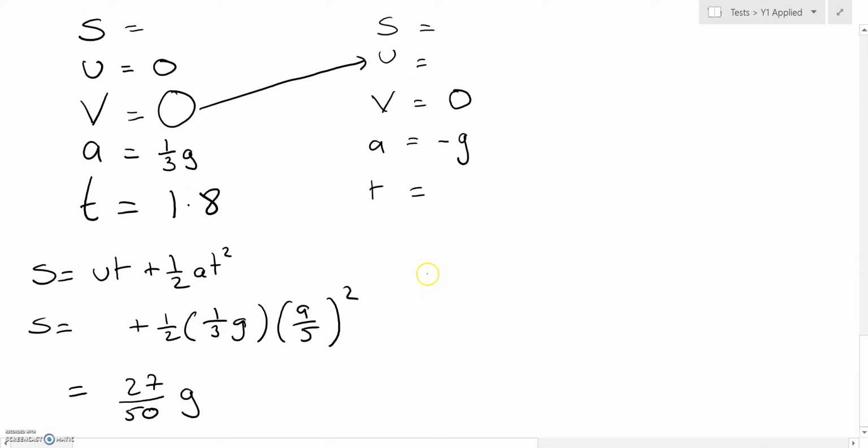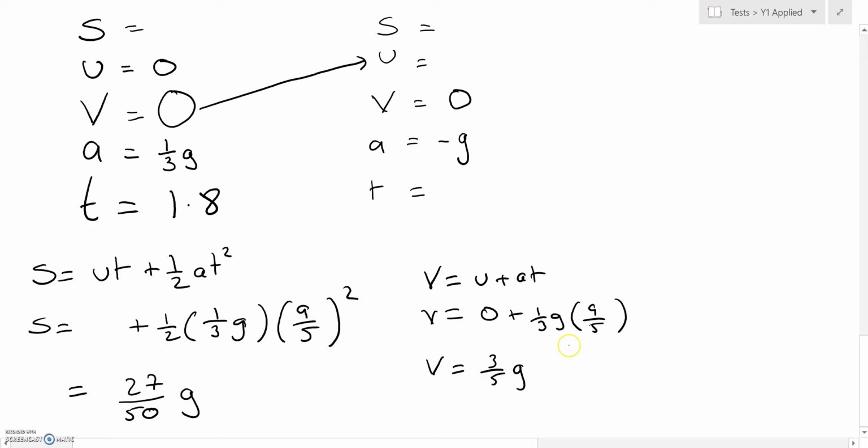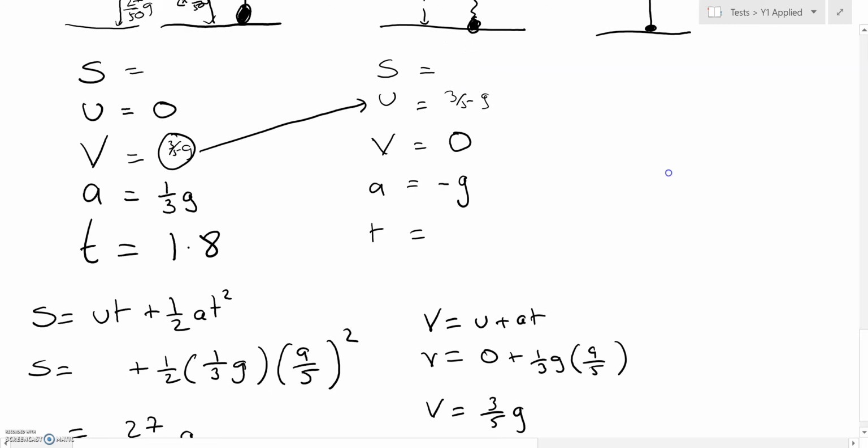So I'm still dealing in phase 1. We can use V is equal to U plus AT. U was 0, A was 1/3 G, and T was 9/5. So we can get V as equal to, I make that 3/5 G. So as I said, that becomes our initial velocity in phase 2.